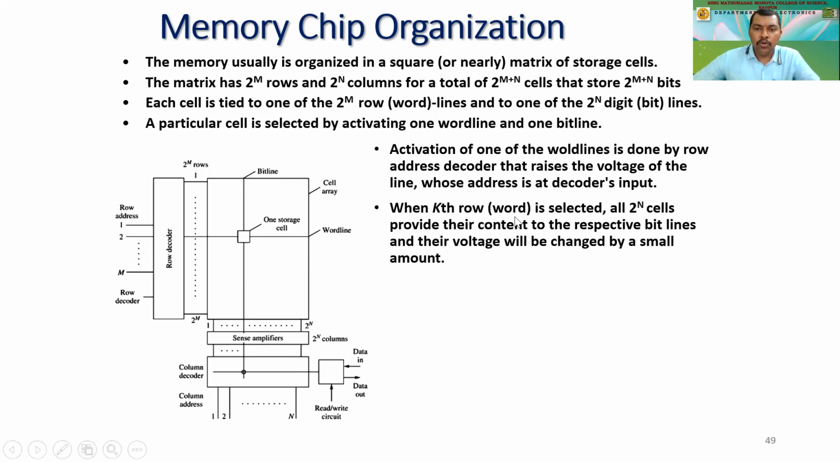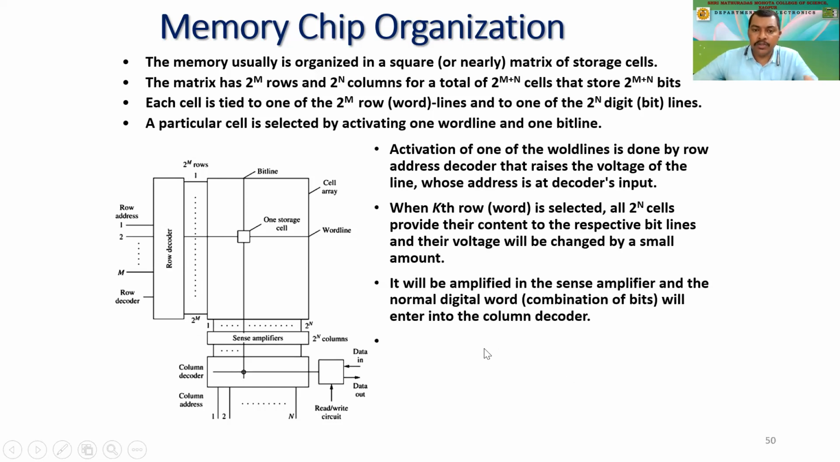Now when the kth row word line is selected, all 2 raised to power n cells provide their content to the respective bit line, and their voltage will be changed by a small amount. So as soon as the kth row word line is selected, all the bit lines are going to show you all the data over there.